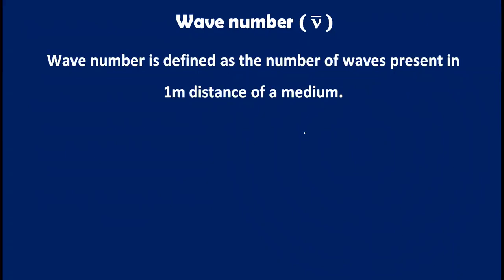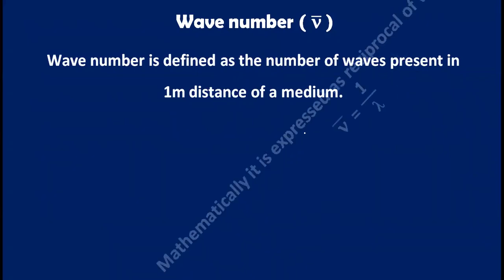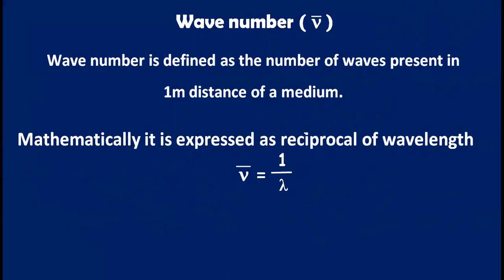And you can't find this definition in your textbook. So please, you can make a note of it. Now, mathematically, wave number is expressed as the reciprocal of wavelength. Now, we can also write this as a definition. So, wave number is defined as the reciprocal of wavelength. So, nu bar equals 1 by lambda. You know, the SI unit of wavelength is meter. So, if I take meter to the numerator, it becomes meter to the power minus 1. Thus, the unit of wave number is meter to the power minus 1. Fine.